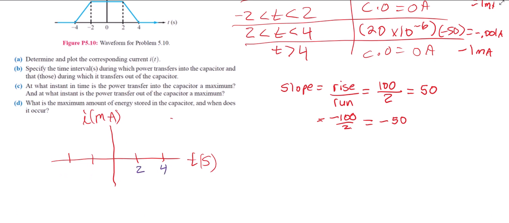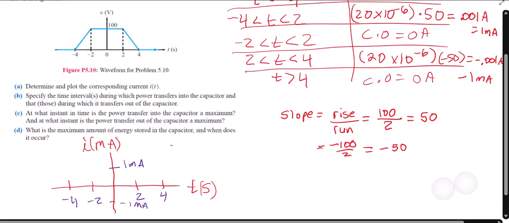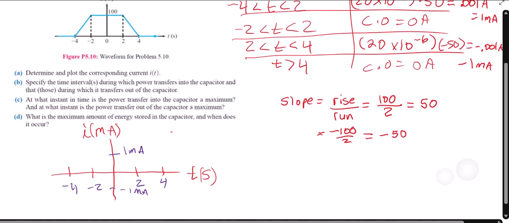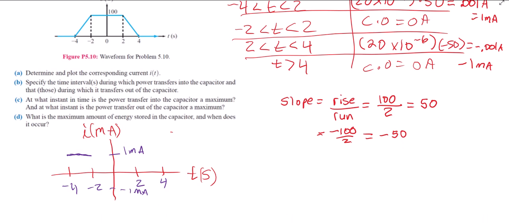So 2, 4, negative 2, negative 4. And we had 1 milliamp and negative 1 milliamp. And the 1 milliamp was between negative 2 and negative 4. And the negative 1 milliamp was between 2 and 4. We had 0 before then, and 0 between, and 0 afterwards. And in engineering, I've noticed they do like to connect with vertical lines. So we'll have those.